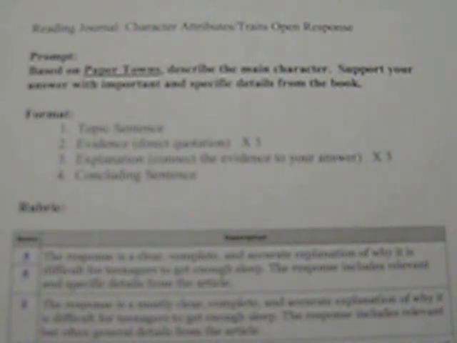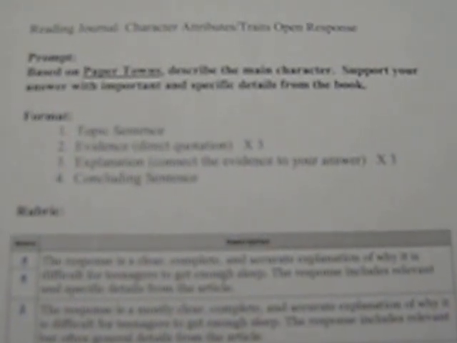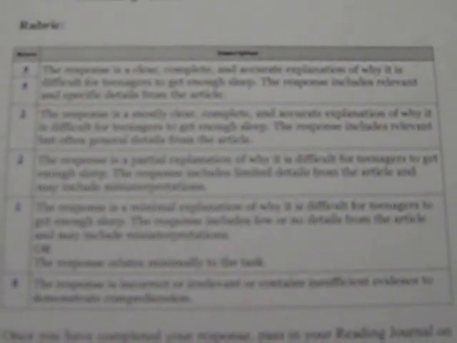The format starts with a topic sentence that answers the prompt. The second part is to provide 3 pieces of evidence. The evidence must be explained each time. After you have explained your evidence, you must end with a concluding sentence. Below, I have included a rubric. This rubric is actually for another open response question, but you get the idea. It uses the language that the response is a clear, complete, and accurate explanation of the prompt.